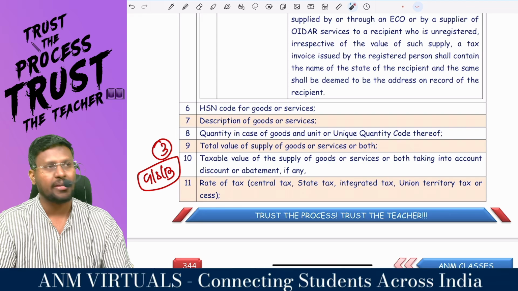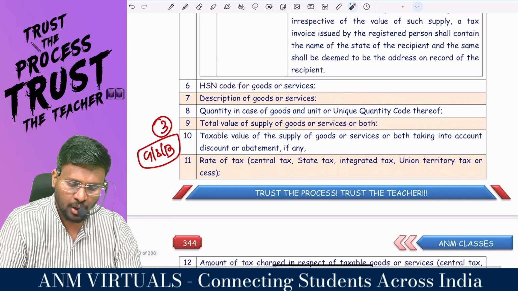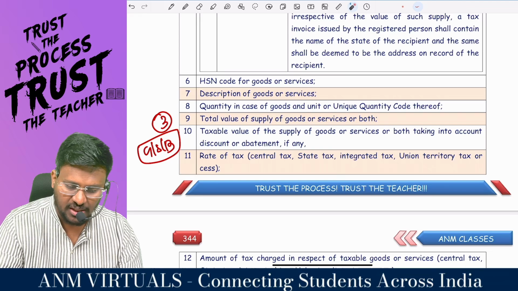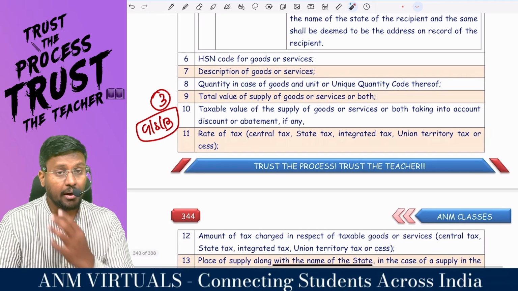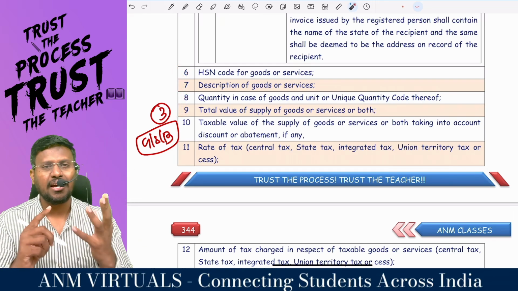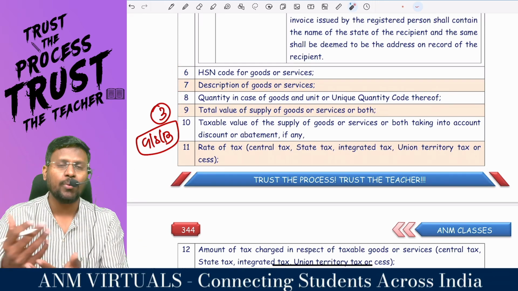Such a concept is not there, right, sir? So: quantity of the goods, total value of supply of the goods, taxable value of the supply of goods or services taking into account the discount, and the rate of tax. This is the third set. These are the matters which you have to state with regard to goods or services.